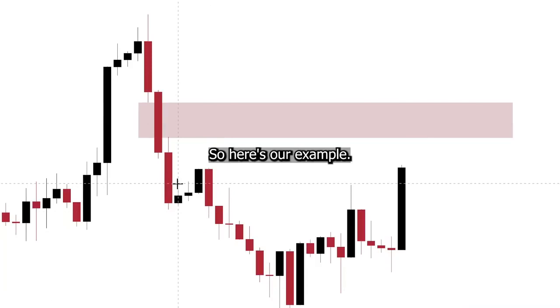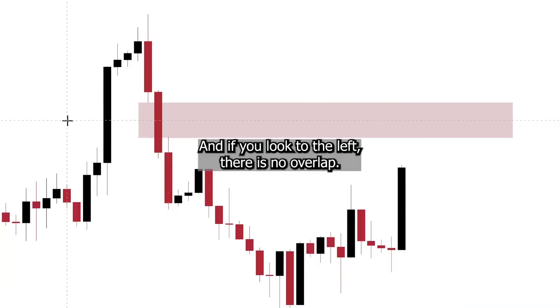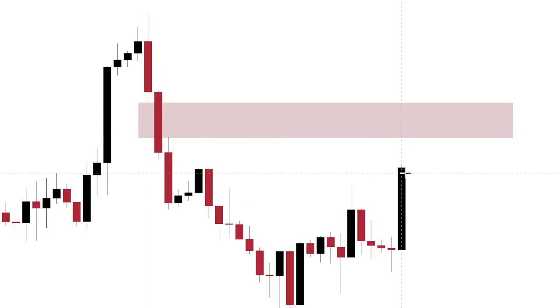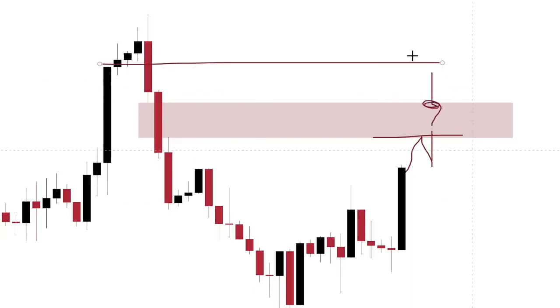So now let's look at an example. Here's our example. As you can see, this is our fair value gap. If you look to the left, there is no overlap. There is no shelf. So what are we waiting for? We're waiting for price to approach this area. Once price approaches this area, we want a pullback. Once we get that pullback, we're waiting for price to get above this level. Once price crosses this level, we're looking to close this area and close the fair value gap as our first TP, and our second TP would be our extreme.